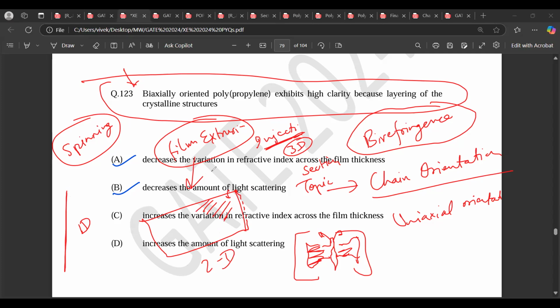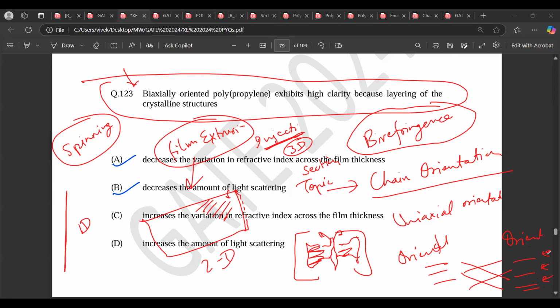Now tell me, what will be the chain orientation, in terms of uniaxial, biaxial, and triaxial? I'm giving you orientation on the left-hand side, match the following, and on the right-hand side, I'm giving you options: uniaxial orientation, biaxial orientation, triaxial orientation, and fiber spinning, an injection molded product, and a film extruded product, a film with very thin thickness. Now you have to match it.